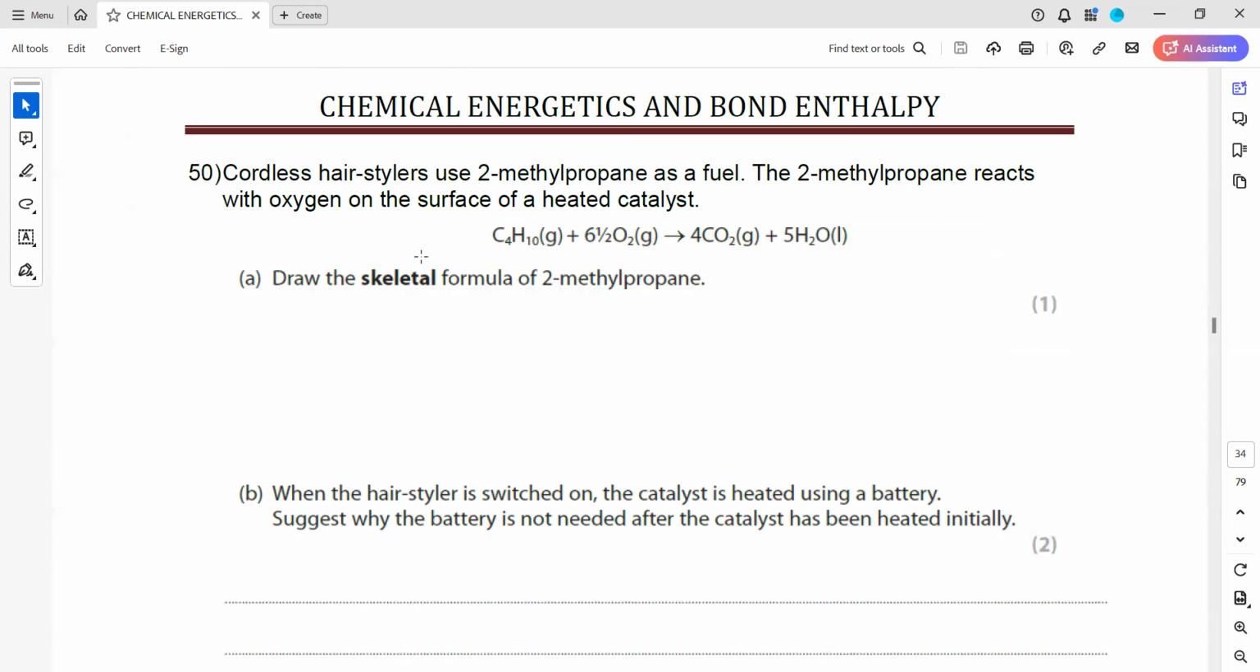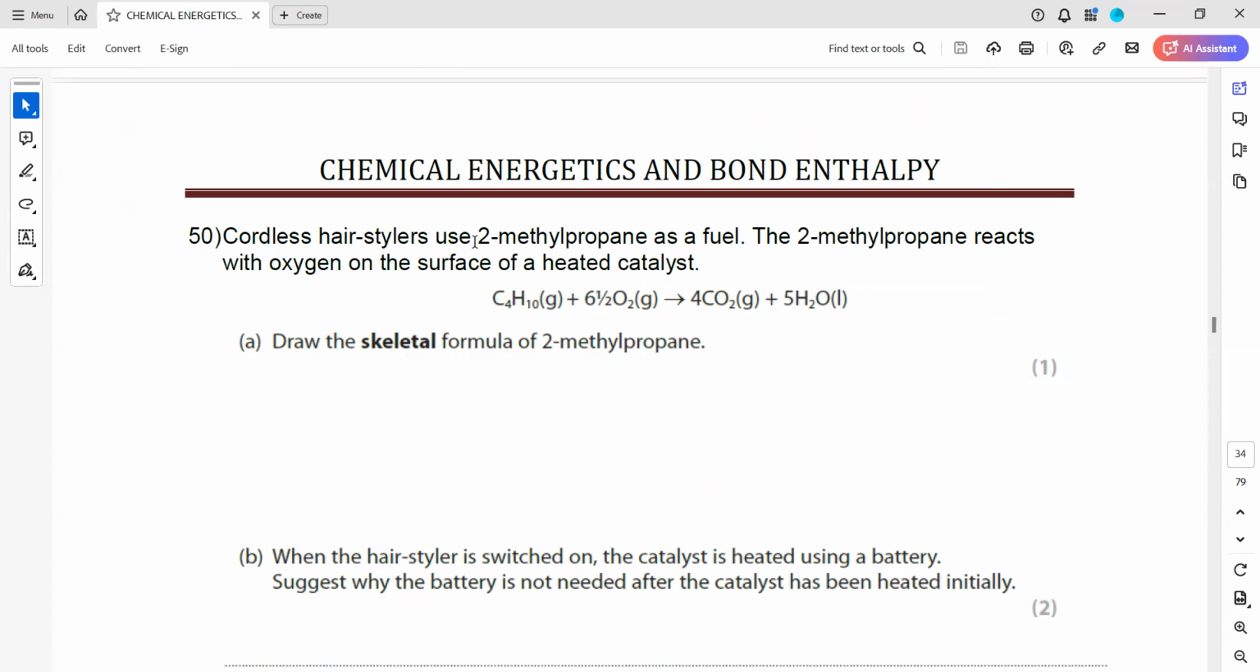The next is question 50. A cordless hair styler uses 2-methyl propane as a fuel. 2-methyl propane reacts with oxygen on the surface of a heated catalyst. Draw a skeletal formula of 2-methyl propane. So prop means 3 carbons, 1, 2, and 3. And in the second position, we have a methyl. So this will be 2-methyl propane.